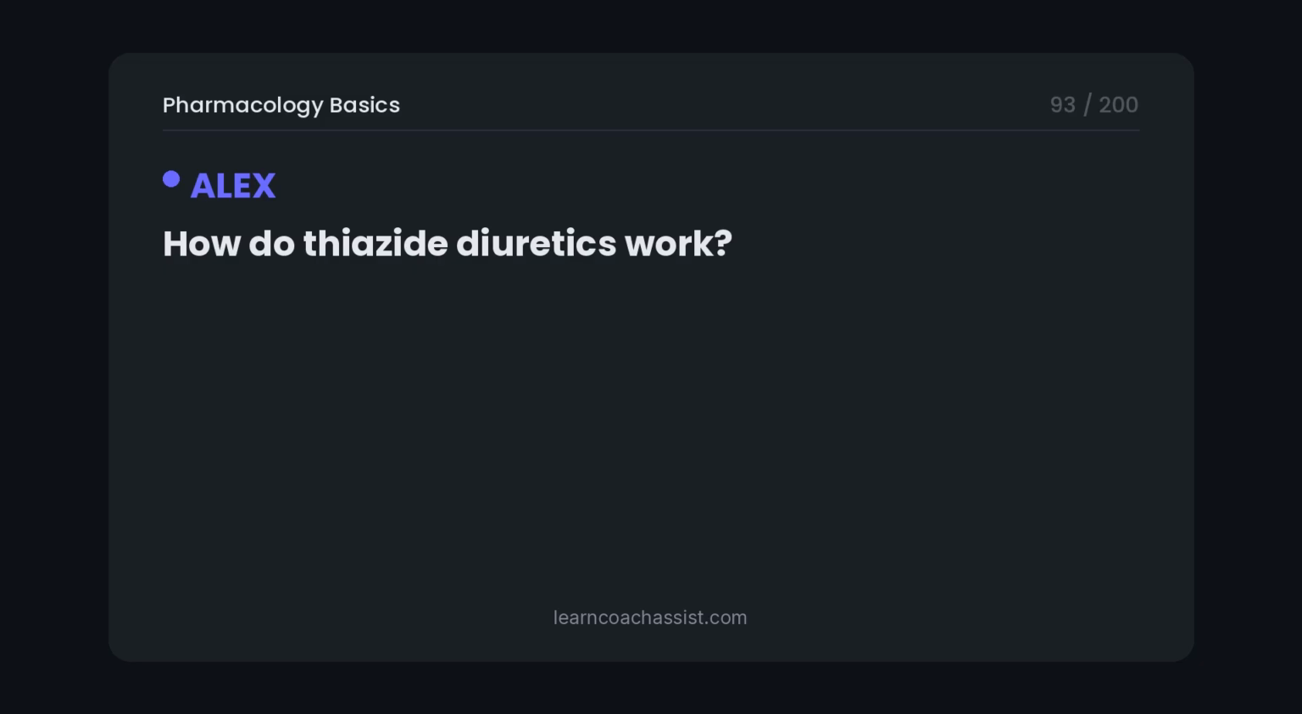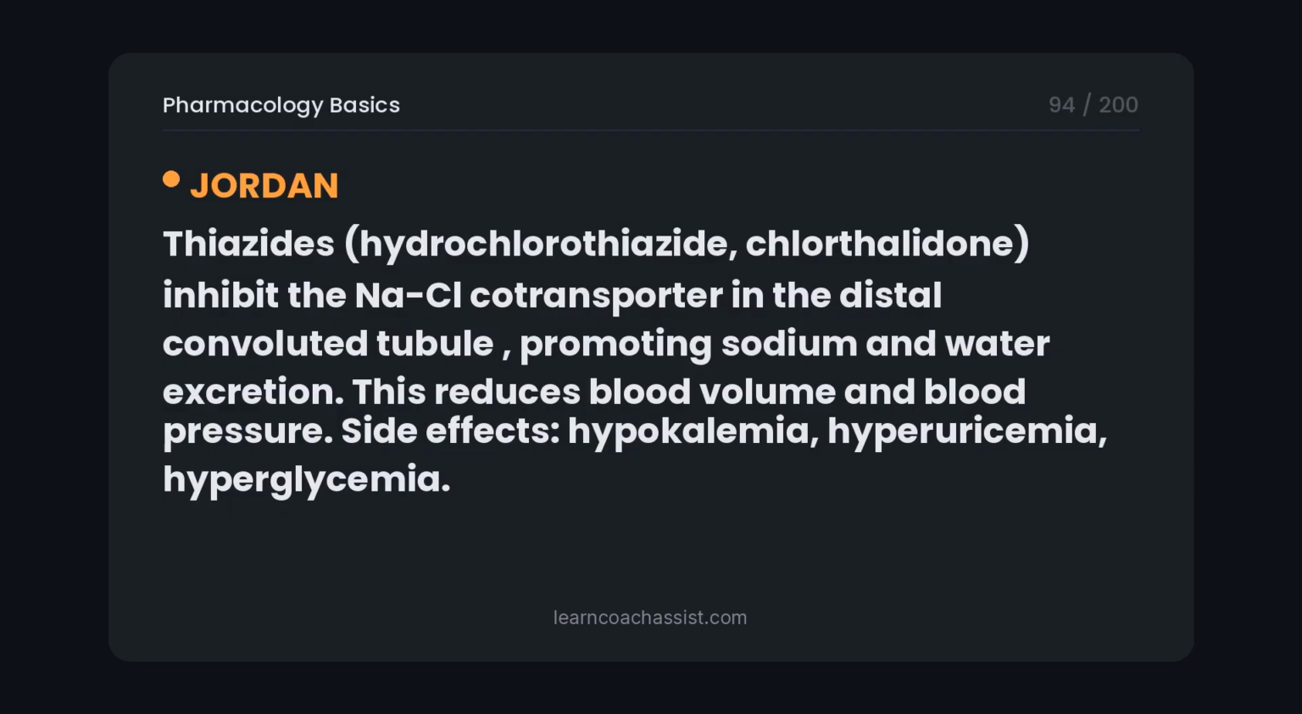How do thiazide diuretics work? Thiazides, hydrochlorothiazide, chlorthalidone, inhibit the NaCl cotransporter in the distal convoluted tubule, promoting sodium and water excretion. This reduces blood volume and blood pressure. Side effects: hypokalemia, hyperuricemia, hyperglycemia.